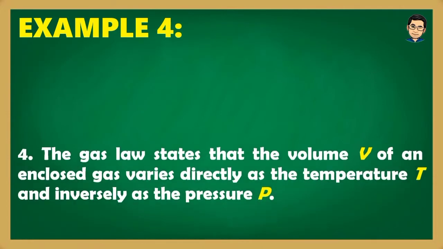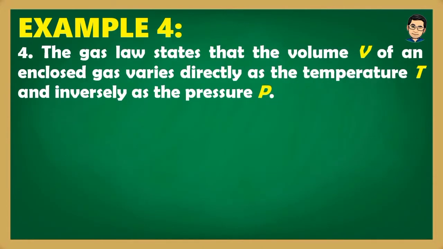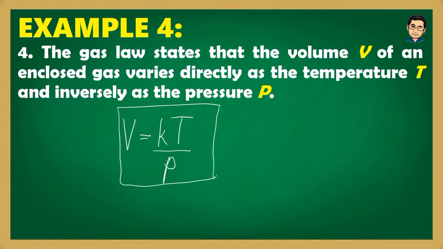So for the next example, the gas law states that the volume of an enclosed gas varies directly as the temperature T and inversely as the pressure P. So sulat lang natin siya as V for volume, and then varies directly as the temperature. Sulat lang natin yung K, constant of variation, and then temperature T, and then inversely as the pressure P over P. So ito po yung ating sagot. V is equal to KT all over P. So again, yung V volume, T yung temperature, and P pressure.